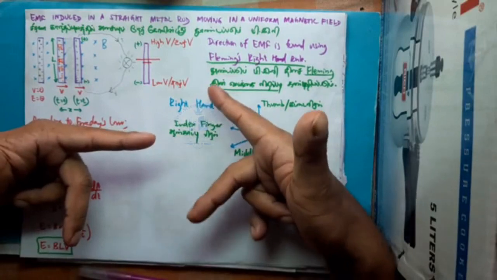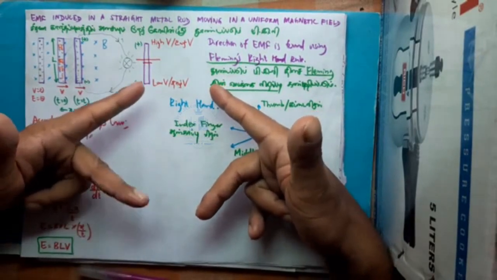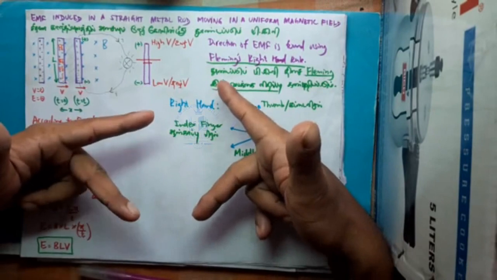And this one, in Fleming's left hand rule, it is the direction of current. Here also it is the same. Remember like that, it's easy.